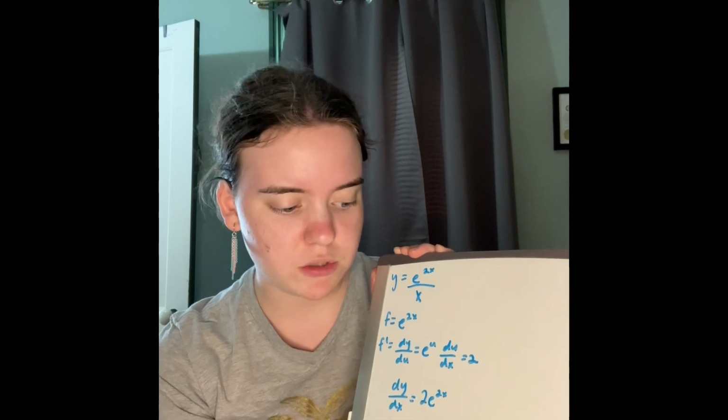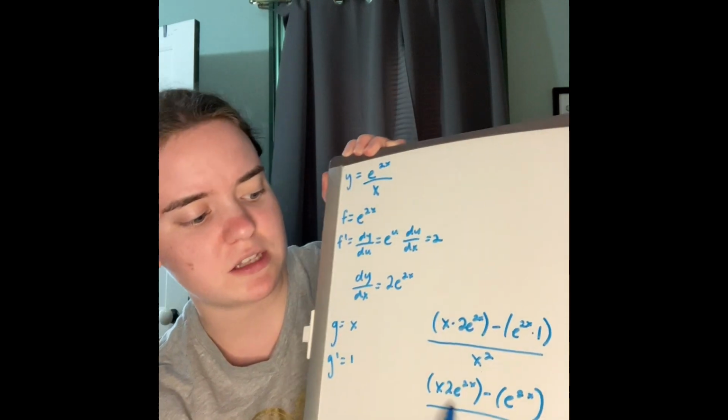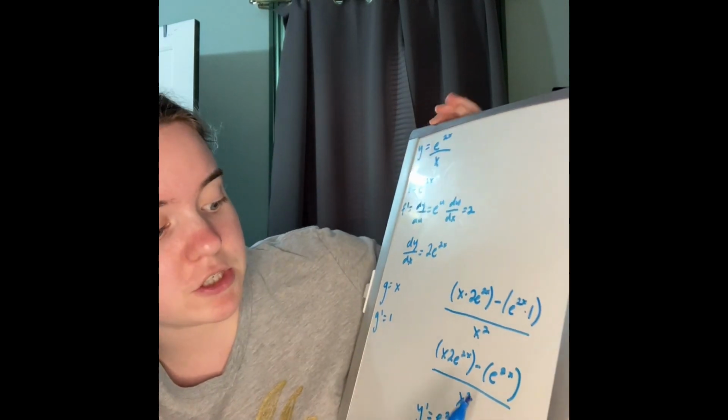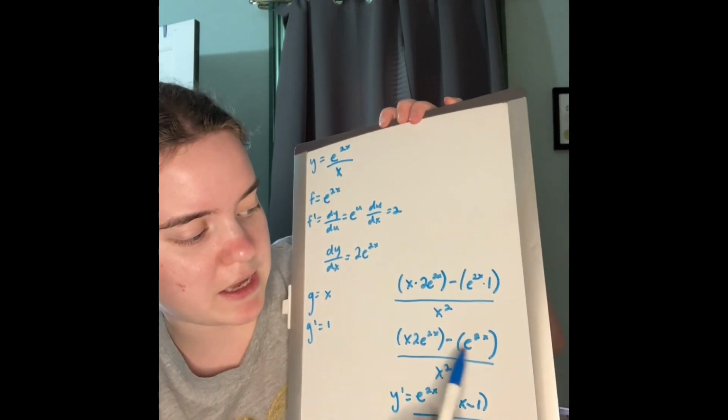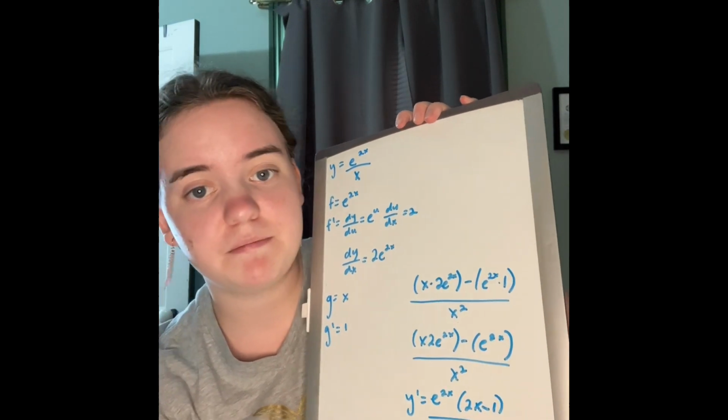So then we use our quotient rule, we put it all back together, and you get to this part and it looks kind of funky. But you can just take out an e to the power of 2x because it's on both sides, and then bam, it's been simplified. That's our first derivative.